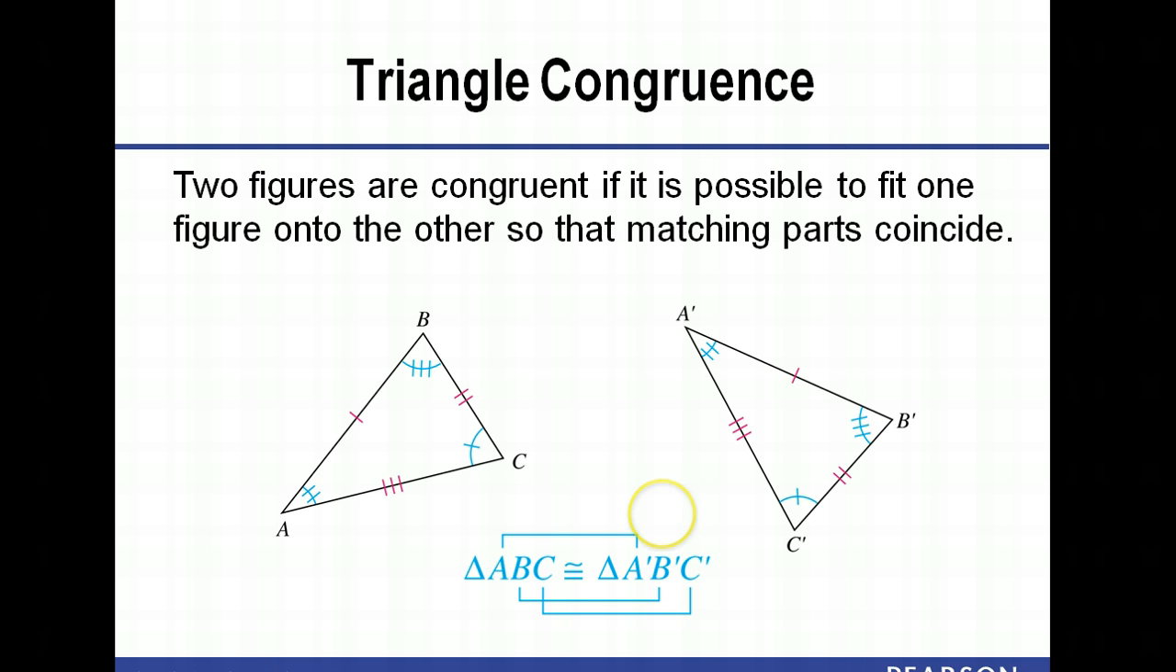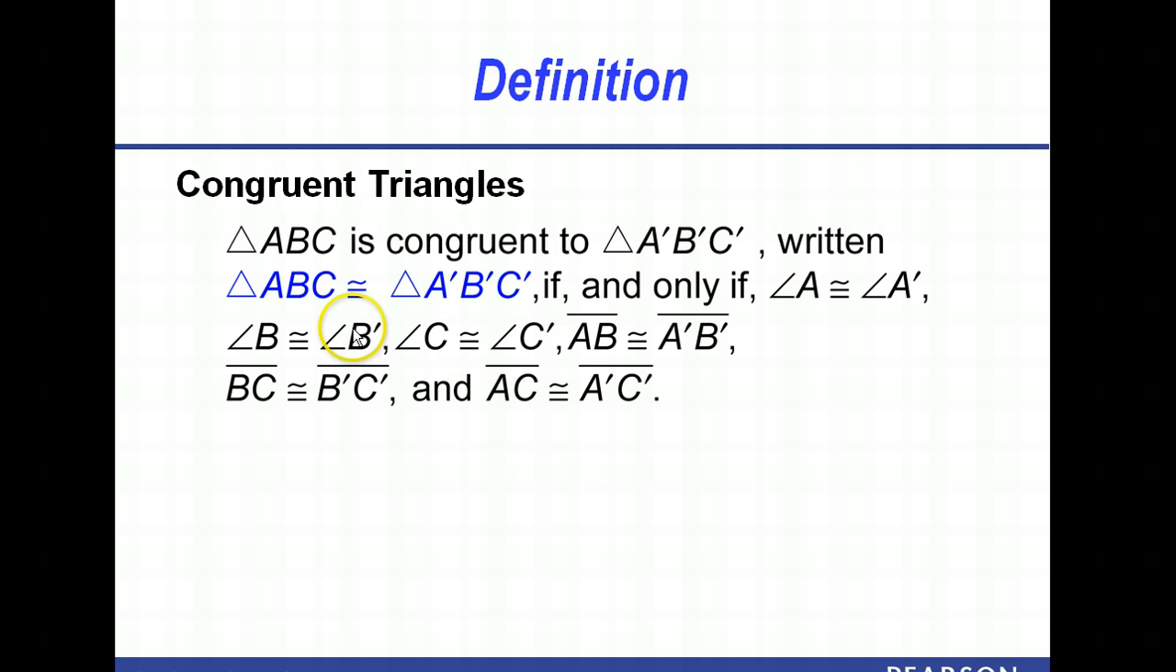Two figures are congruent if it's possible to fit one figure onto the other so that the matching parts coincide. And this is specifically true when we have triangles, right? We're able to say that triangle ABC is congruent to triangle A prime B prime C prime because it would be possible for us to take this triangle over here and just lay it right on top of the other one and have all of the parts match up. Remember, congruence means same shape as well as same size, right? That's important.